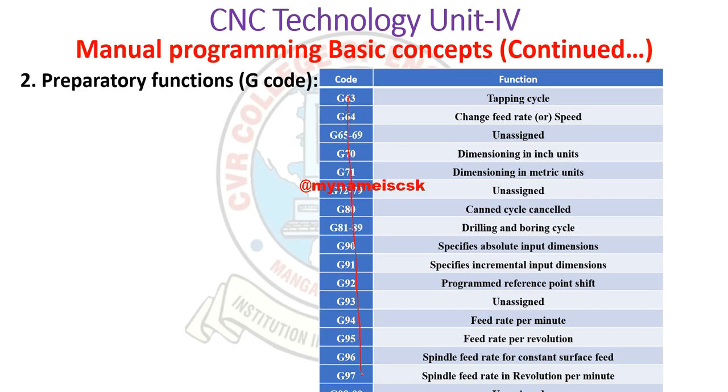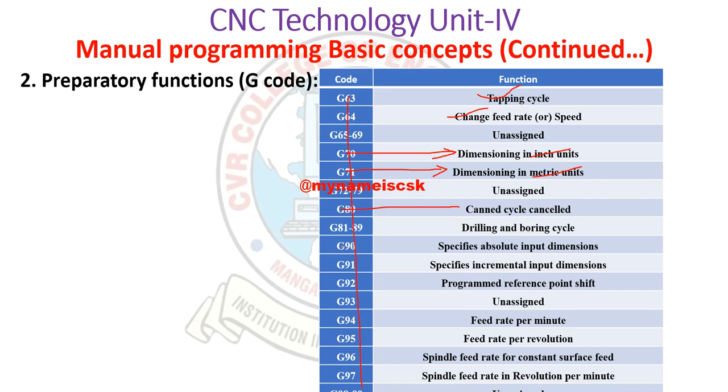And coming to G63 to G99, so G63 is a tapping cycle. If you want to make any internal threads, we use G63. G64 changing feed rate or speed, both we can change by using G64. And G70 when we want to give the dimensions in inch units, and G71 metric units, because some countries use the inch system, some countries use the metric system. In India we use the metric system, but in Britain and most of the European countries they will use the inch system.